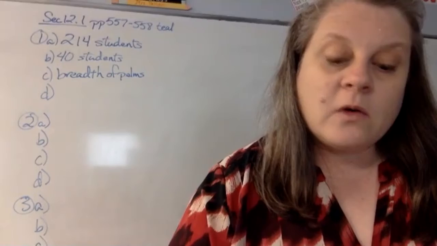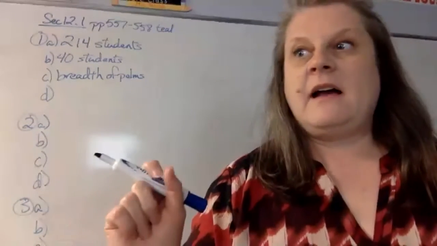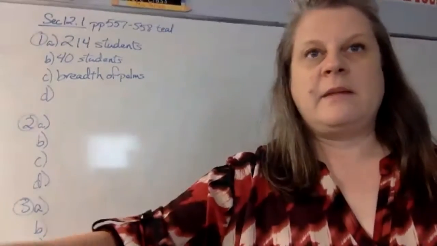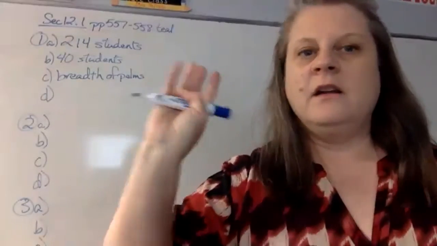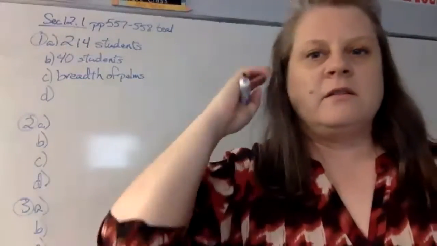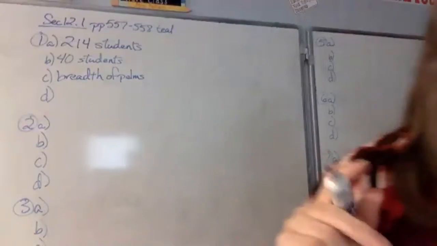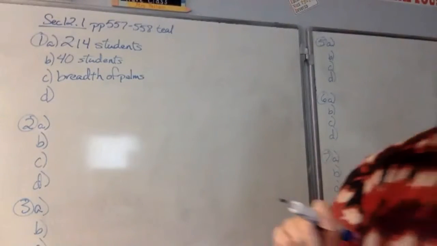Okay? And then if it's qualitative, that means it's categorical. So you'll just have, like, there were 5 that had blonde hair, 3 that had red hair, 2 that had brown hair, okay? You're dividing them by categories, not a number type thing, okay?